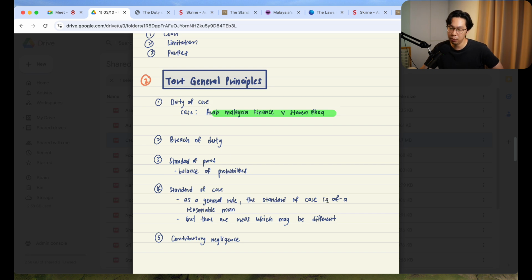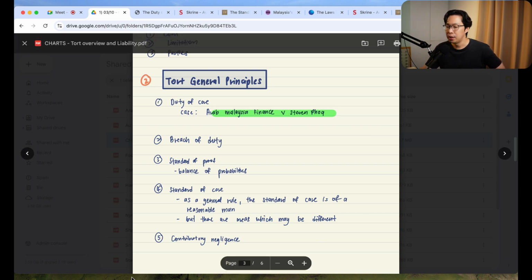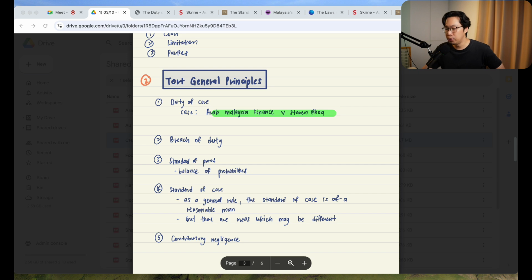Answering, writing up, okay? Now, I give you this case here called Arab Malaysian Finance and Stephen Poor. There are many cases in this area. If you look at your study manual, there are also areas in this. You can use it for the write-up, but there are many cases you can read. I wanted you to read this Arab Malaysian Finance.